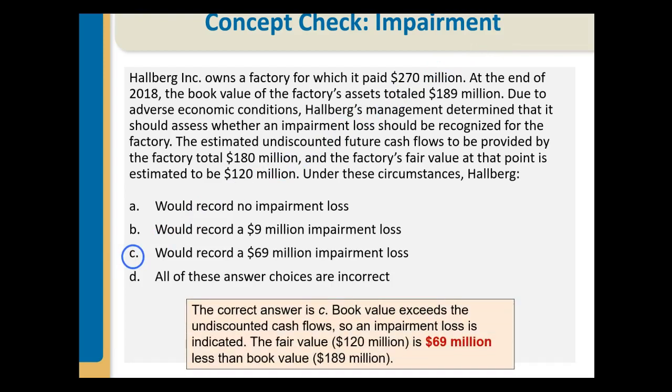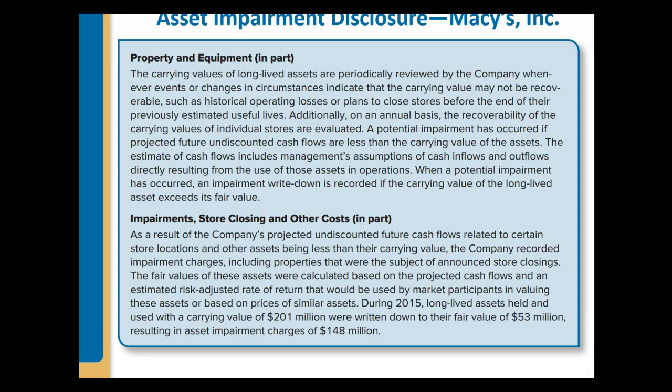So you see here the correct answer would be a $69 million impairment loss. Basically, the book value exceeds the undiscounted cash flow. So we know an impairment loss is indicated, step one. Then we look at the fair value, $120 million, which is less than the book value of $189 million, thus showing a $69 million impairment loss.